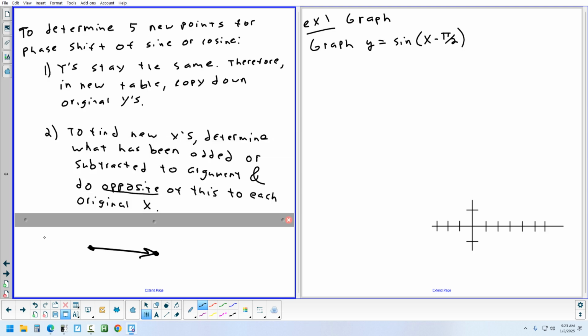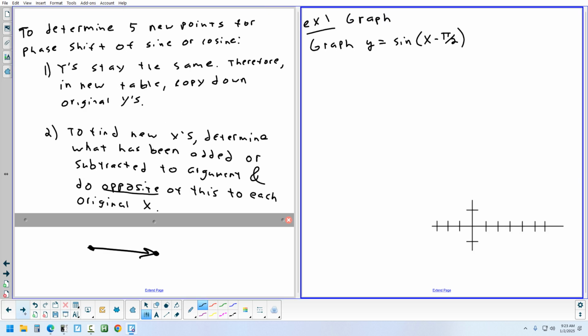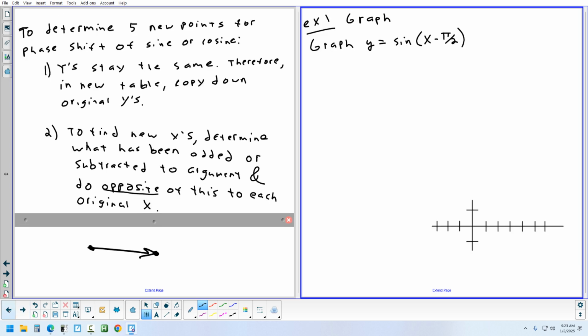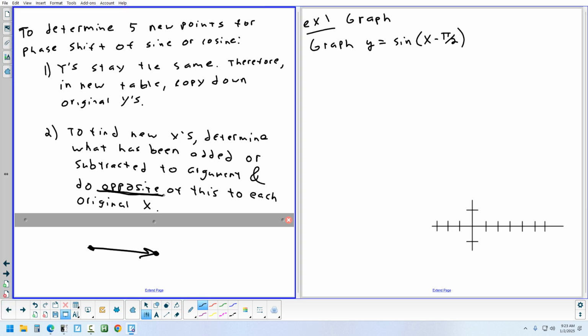Okay. So remember, horizontal shift is the opposite of what you would expect. If you see a minus pi over 2, you need to shift everything right by adding pi over 2. If you have a problem that has plus and it has a pi in it, you need to move everything left. Which operation moves things left? Subtraction. Okay, so you always do the opposite of what you see.